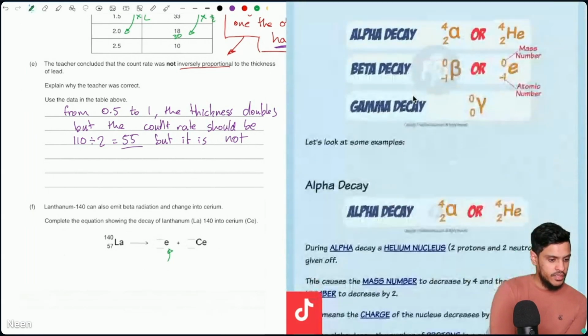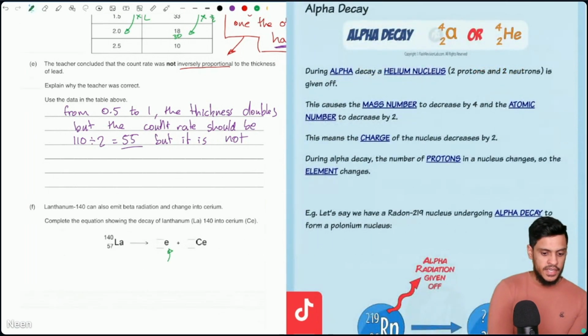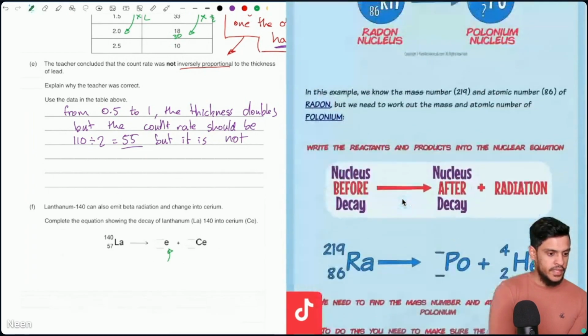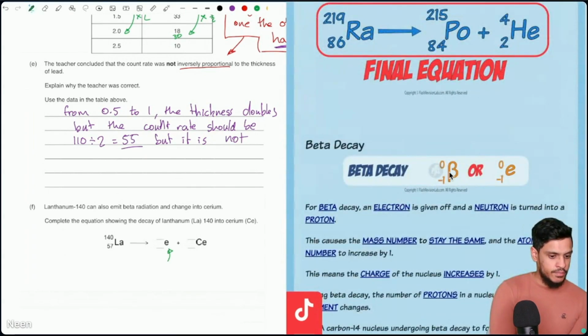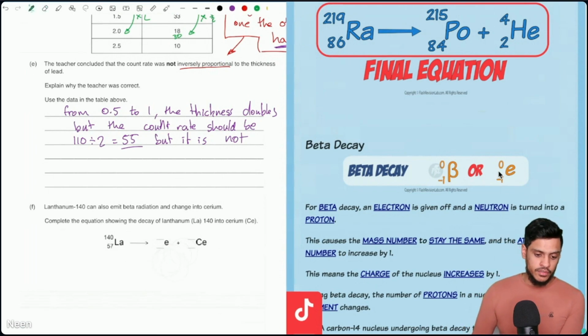Let's look at nuclear equations. So alpha decay, you can either write it like this, or in some equations, it'll come up as a He because it's a helium nucleus as well. Beta decay, you can either write with a beta symbol or an electron. That's what we've got here. We've got an electron. That E represents an electron because a beta particle is essentially an electron.